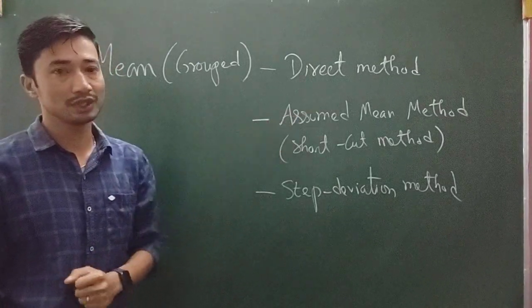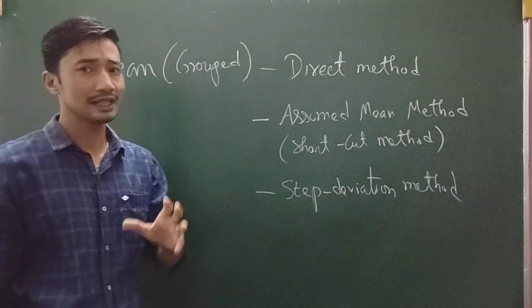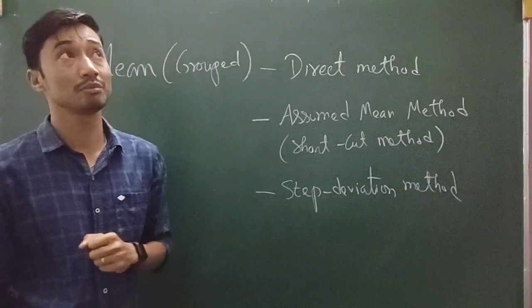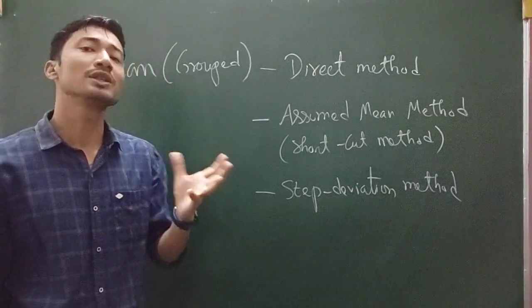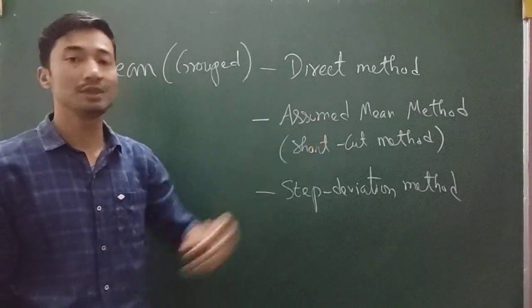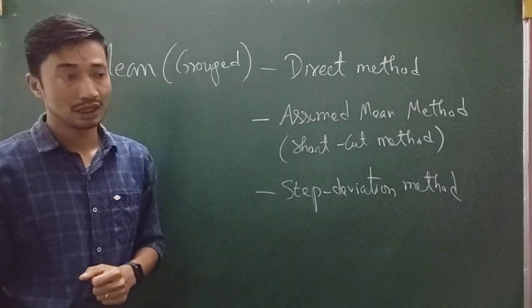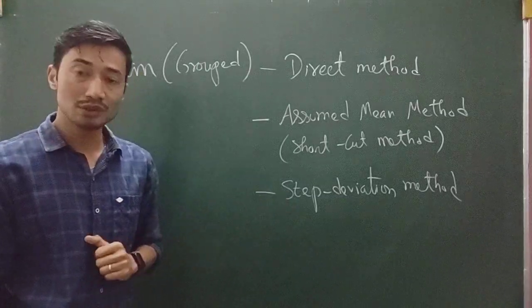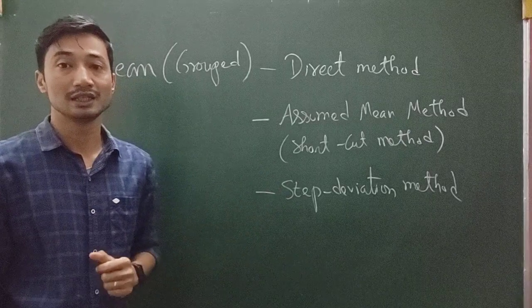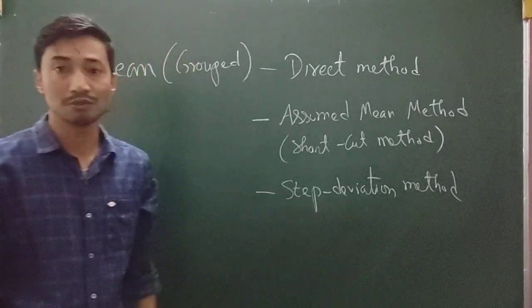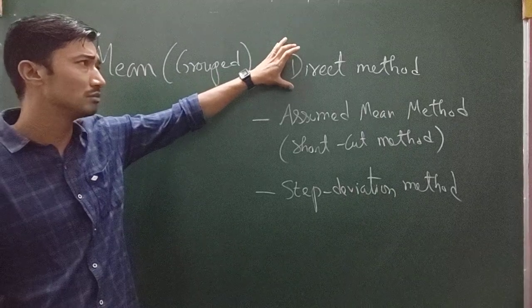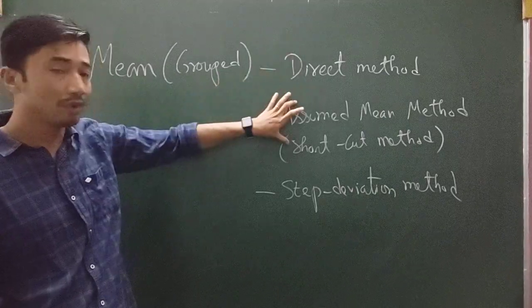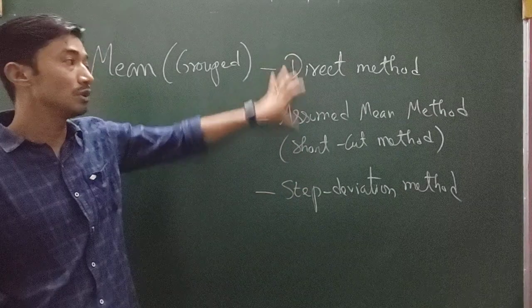Assumed mean method we will generally use when the population is slightly bigger, maybe about the population of a town. I'm just giving examples only. When the population is slightly bigger, that time, yes, we will use the assumed mean method. And step deviation method generally we use when the population is very big. That's the time when we use the step deviation method. So it's a medium population, a big population. That's when we use.